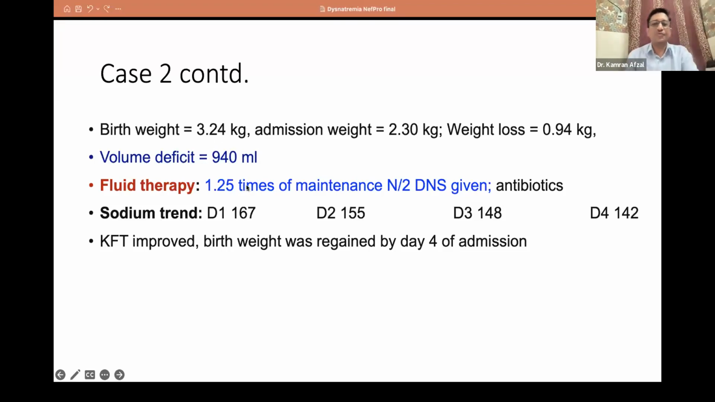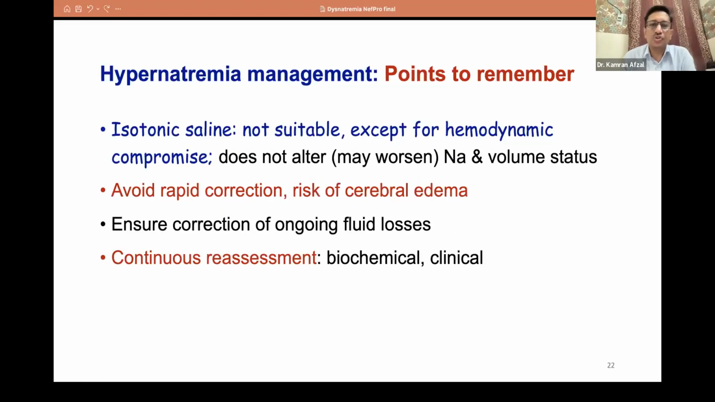We decided that we would use N/2 DNS in this patient, and we used about 1.25 times the maintenance fluid of N/2 DNS along with antibiotics, and the sodium over the days showed a gradual fall. The KFT improved, and the baby regained the birth weight and was discharged on day 4 of admission. So in hypernatremia, remember, we do not use isotonic fluid simply because it has no free water. Except in patients with hemodynamic compromise, isotonic fluid is not the appropriate fluid for correction of hypernatremia. We avoid rapid correction of hypernatremia because of the risk of cerebral edema, as I have discussed.